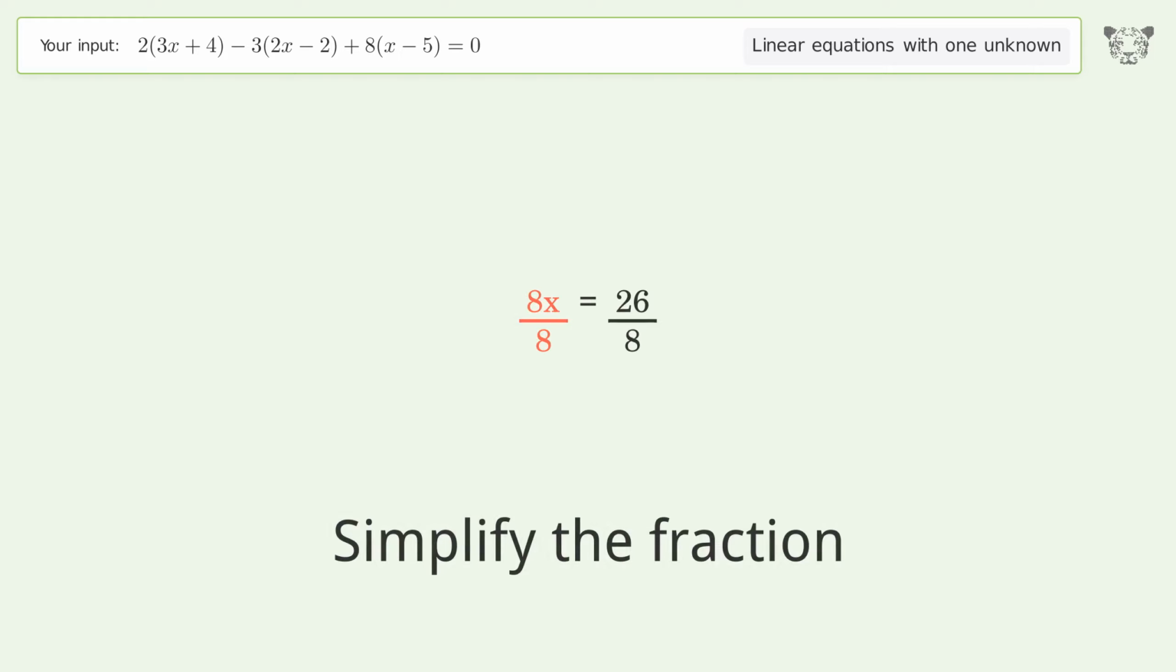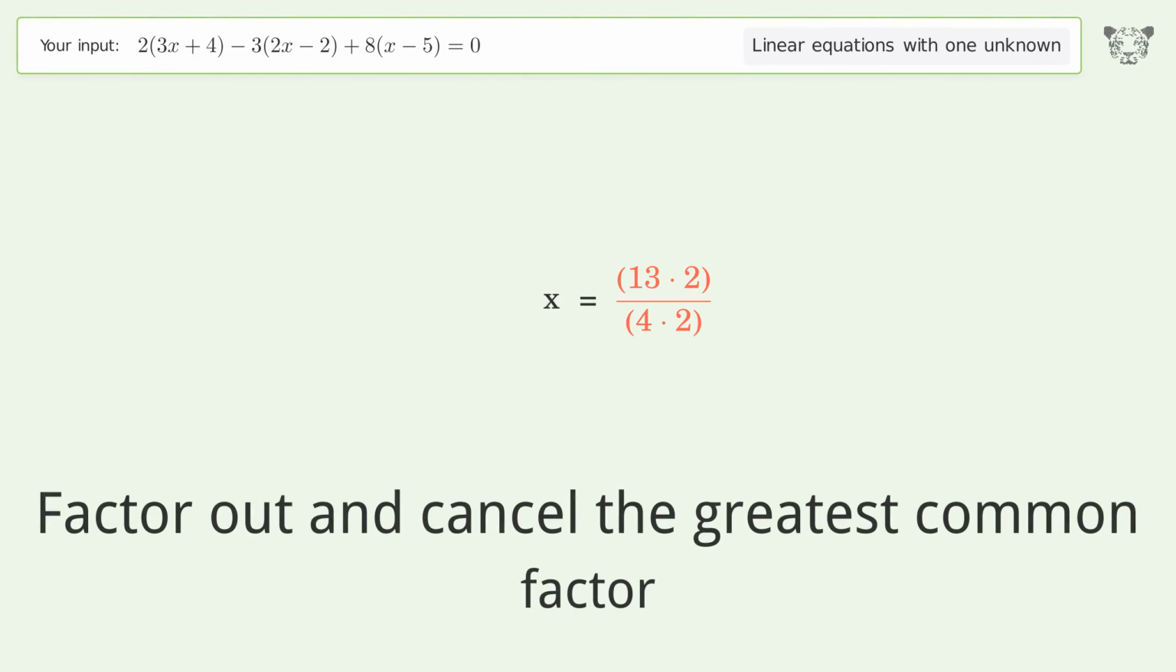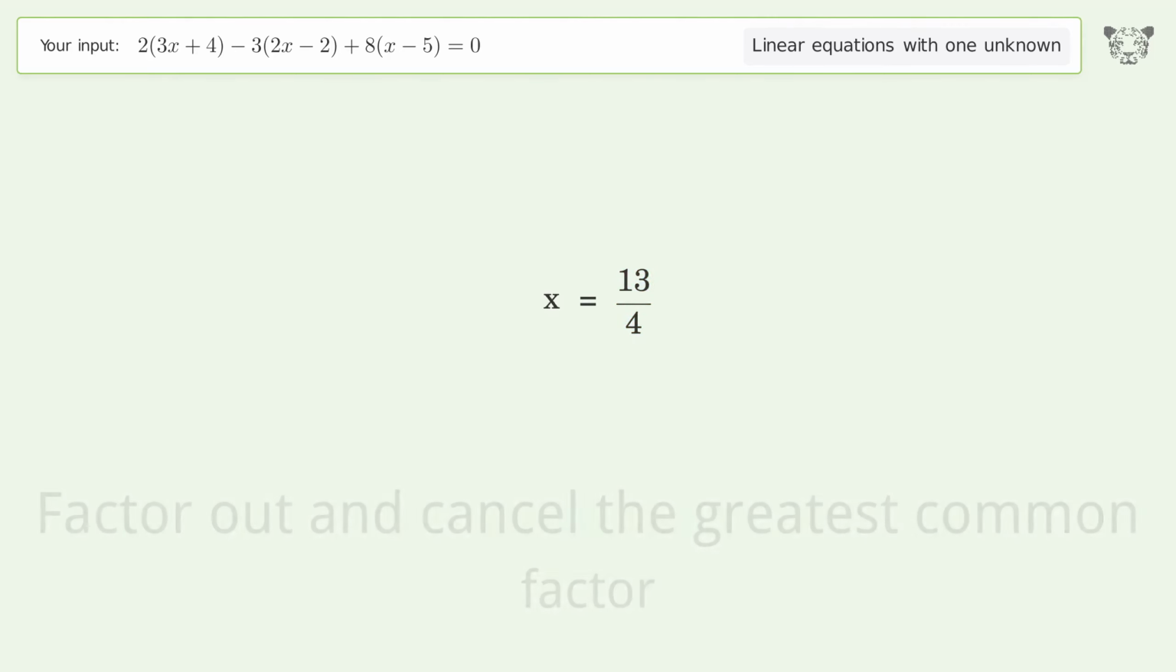Simplify the fraction. Find the greatest common factor of the numerator and denominator. Factor out and cancel the greatest common factor. And so the final result is x equals 13 over 4.